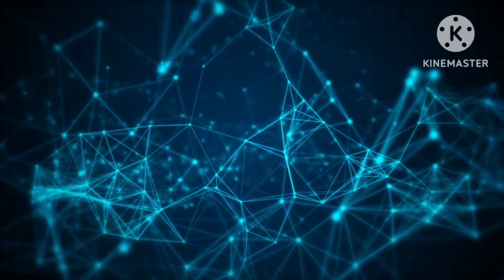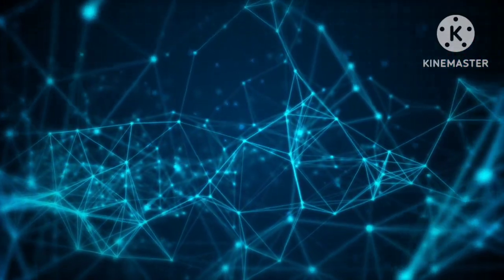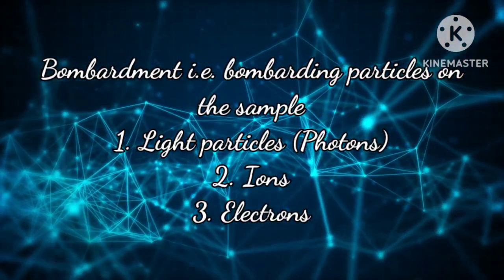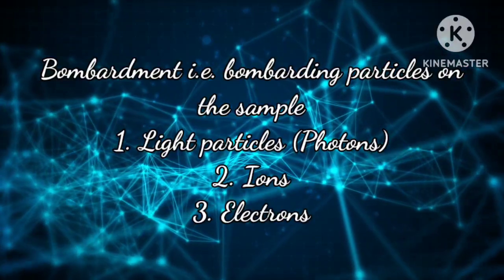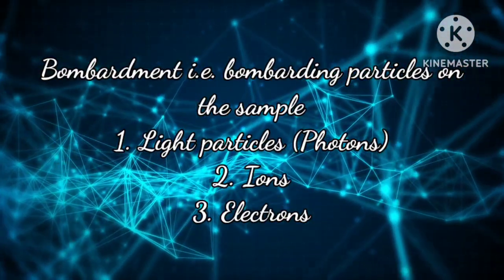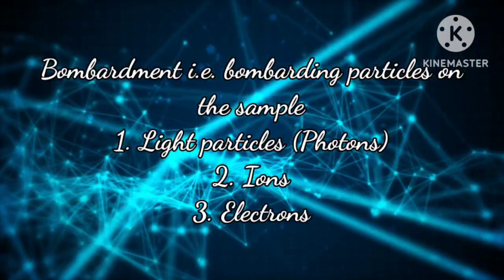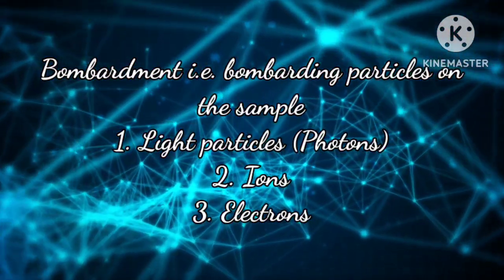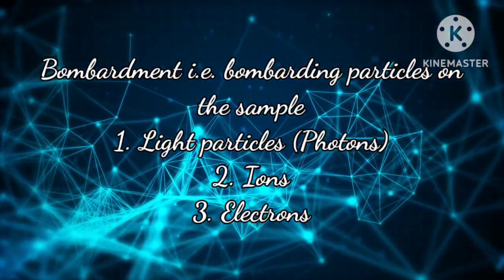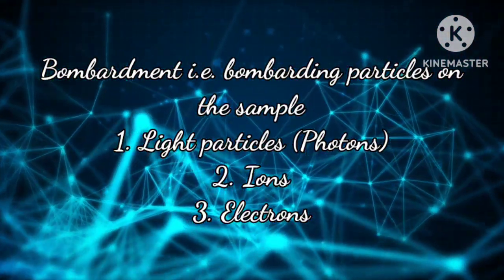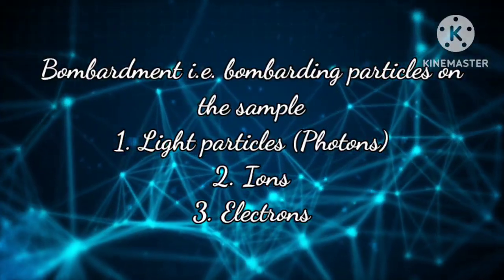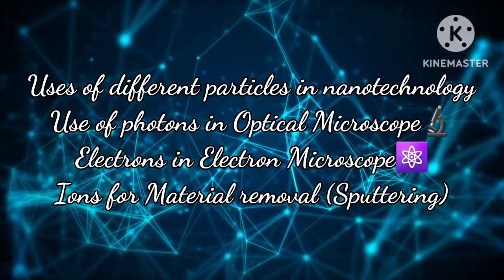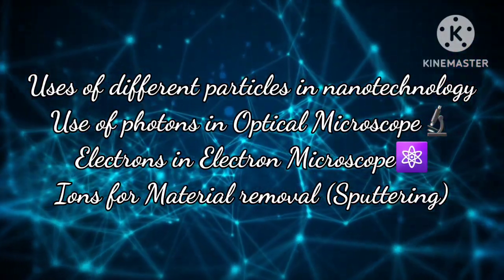For visualizing and characterizing a material or a sample, we use a technique known as bombardment, that is bombarding particles onto the surface of the sample. Different particles that we use for bombardment are light particles, or we can say photons, ions, and electrons. A beam of electrons or light particles allows us to generate a magnified image of the sample. Each type of particle, that is ions, electrons, and photons, interacts with the specimen in a way to reveal different information about the material.